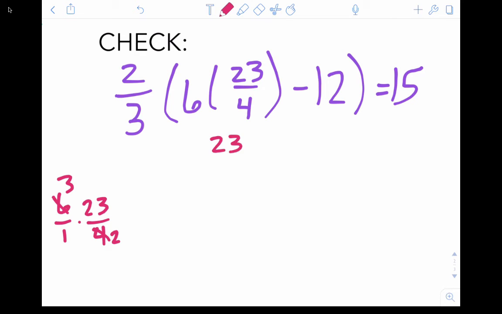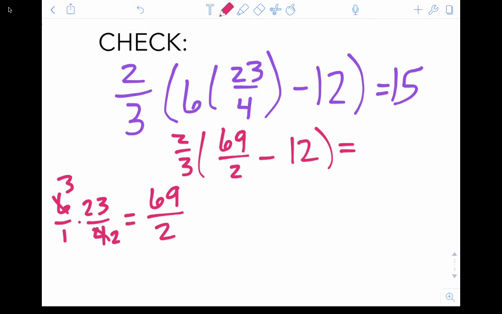So I get 23, sorry, I forgot to multiply straight across. So now I need to multiply straight across. So 3 times 23 is 69, and my denominator is 2. So I have 69 halves minus 12. All of that is times 2/3. And I'm eventually going to see if that equals 15. So I need to do 69 halves minus 12. In order to subtract fractions, I need a common denominator. That common denominator is going to be 2.